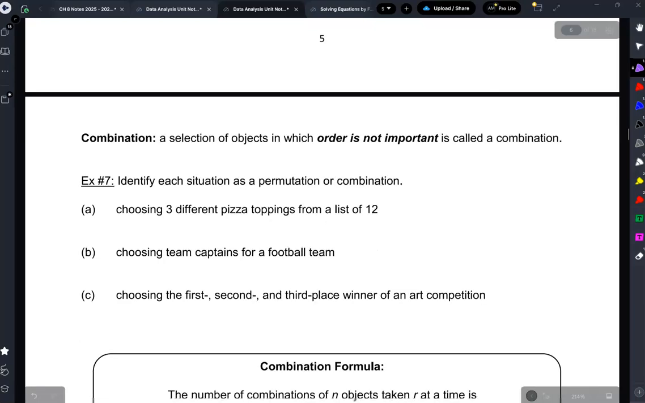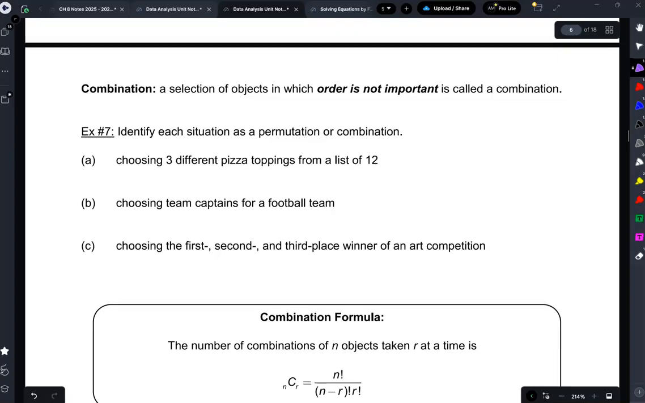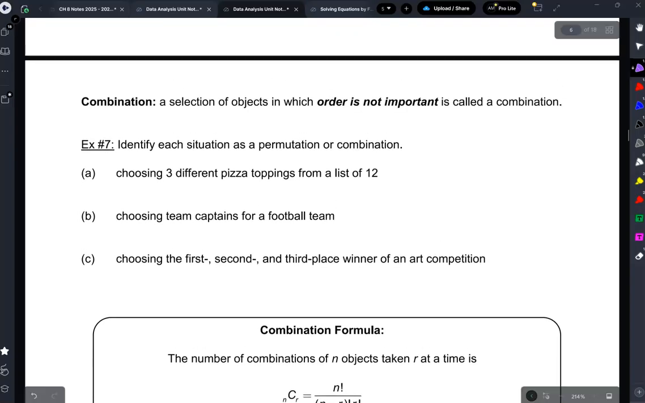Let's take a look at this for a minute. Look at this one. Choose three different pizza toppings from a list of 12. So from a list of 12, you chose 3. Suppose you chose onions, olives, and mushrooms. Does it matter if you said mushrooms, olives, and onions? No, the pizza is going to look the same. So that's a combination. There is no order.